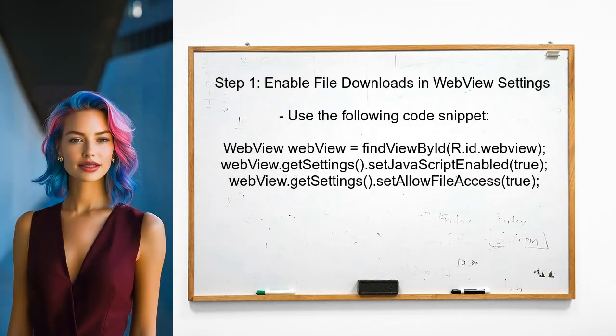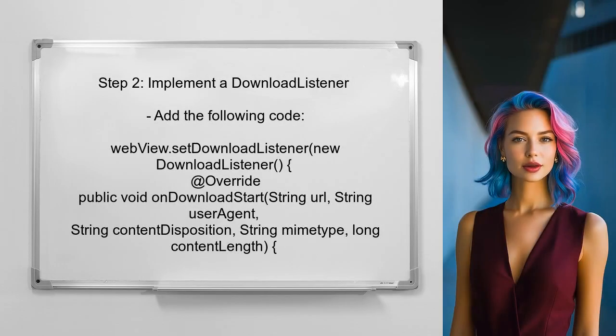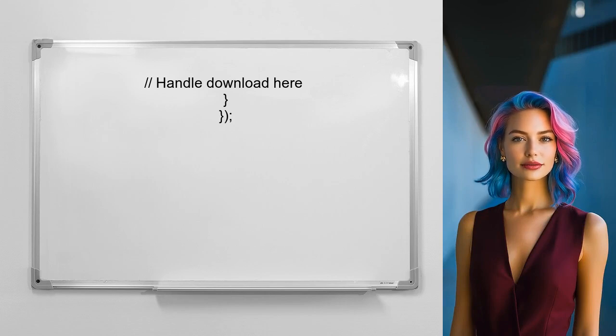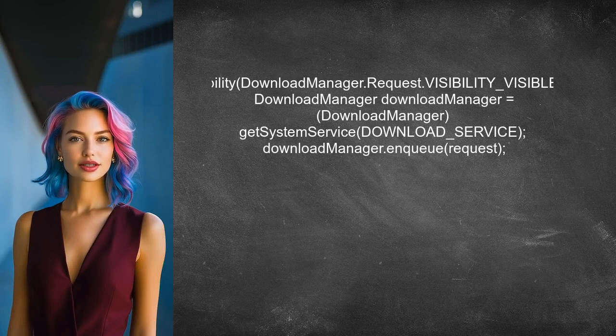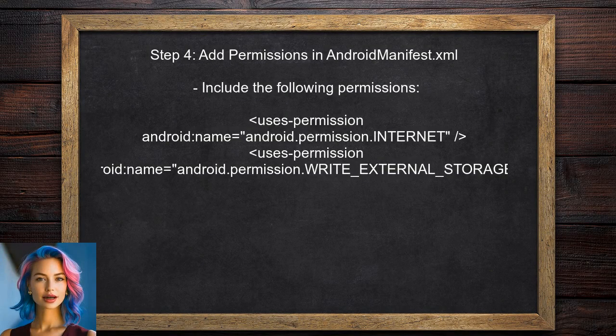To begin resolving the user's issue with downloading files in a WebView, the first step is to enable file downloads in the WebView settings. Next, the user should implement a download listener for the WebView. This listener will handle the download requests when a file is triggered for download. Now, the user needs to handle the download process within the download listener. This can be done using the Download Manager class provided by Android.